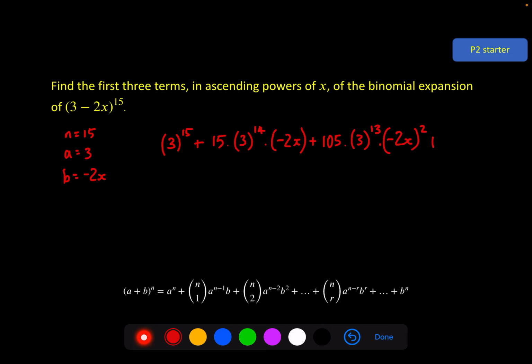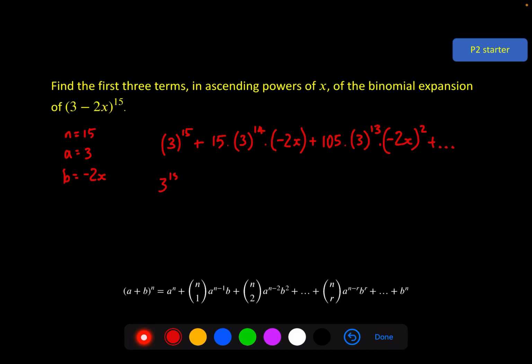Just to be formal, I'm going to put a plus dot dot dot there to show that I understand it does go on, but I have deliberately stopped after the first three. Now here, I'm not going to simplify this. Be aware of what the question wants you to do. 3 to the power of 15 is a very big number. It may be that you are required to simplify, but it may be that you can leave it in index form. Even if you were to leave it in index form, I guess we should simplify the other bits.